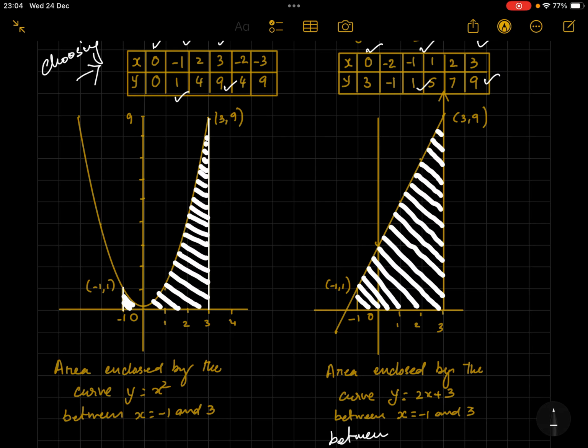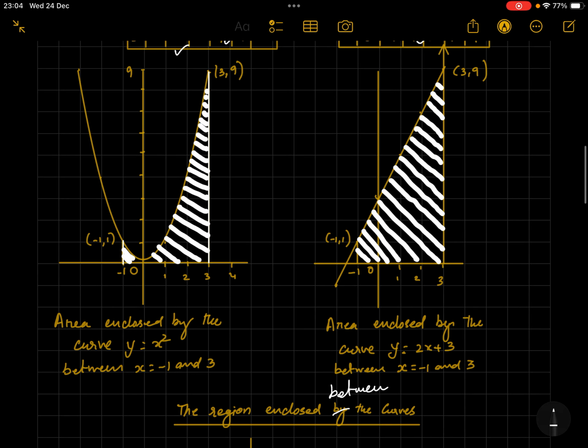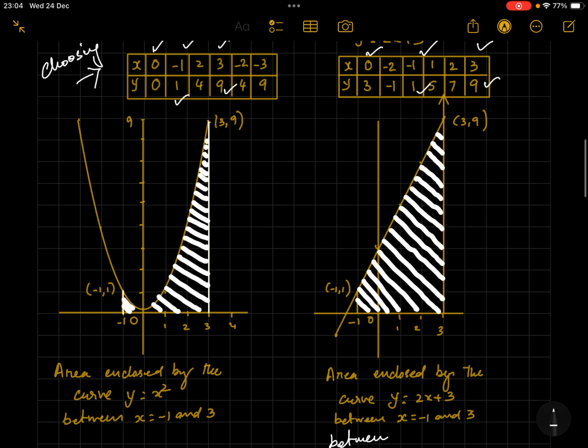This is how we find the area using integral calculus. Similarly, in case of a straight line, just draw the line, and the limits are the same, minus 1 and 3. Just draw one vertical line here and one vertical line here, and the area in between, this is the x-axis and this is the curve in case it's a straight line. The area enclosed between the x-axis and the curve is the area enclosed by the respective curve.